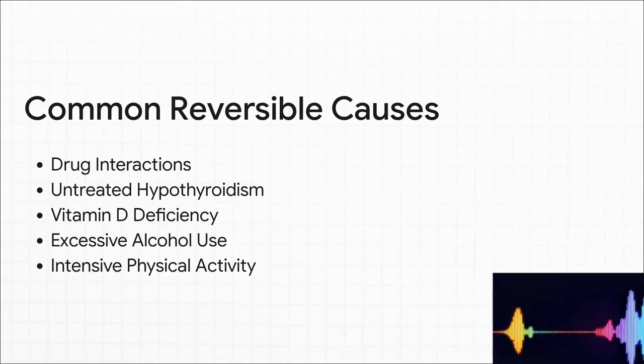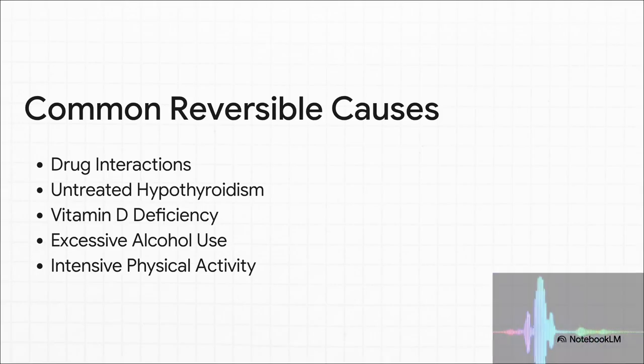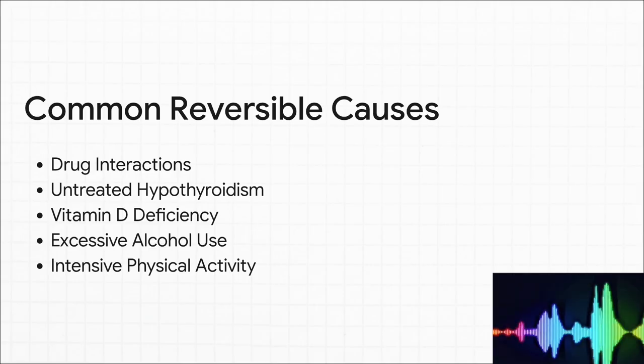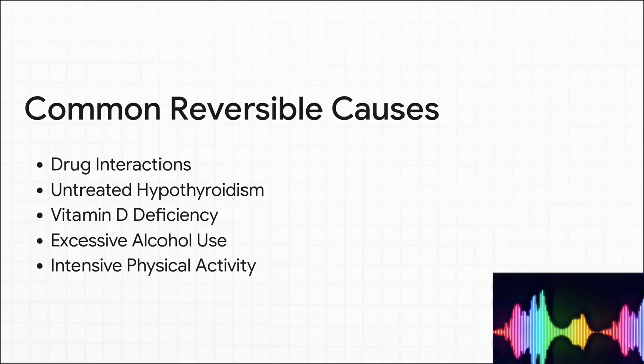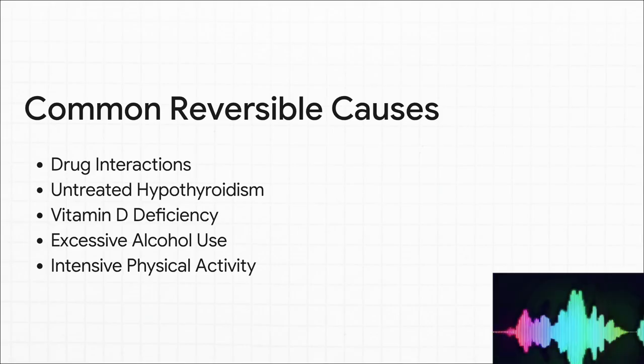Okay, let's zero in on some of the usual suspects here. You absolutely have to check their med list for interactions, especially things that inhibit CYP3A4. And you've got to run the labs. Is their TSH creeping up? Is their vitamin D in the tank? These are super common things that cause muscle aches, and they are so easy to fix.